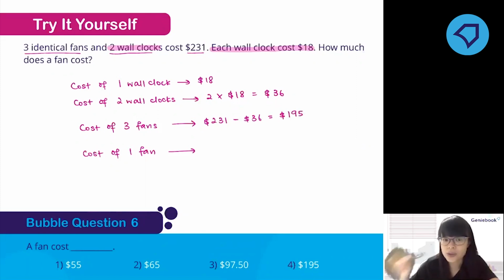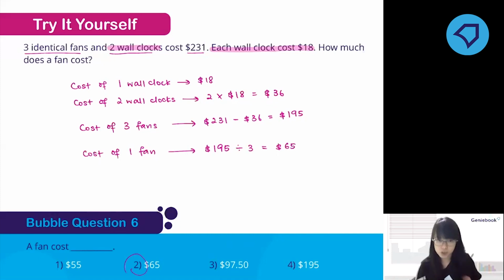Now, this is the cost of 3 fans, right? You want to find the cost of only 1 fan. So what do you need to do? You take $195. You need to divide it by 3. Thank you, Singray. Divide by 3. And your final answer, once you do your long division, thank you, Alyssa, it would be $65. So your answer would be option number 2.